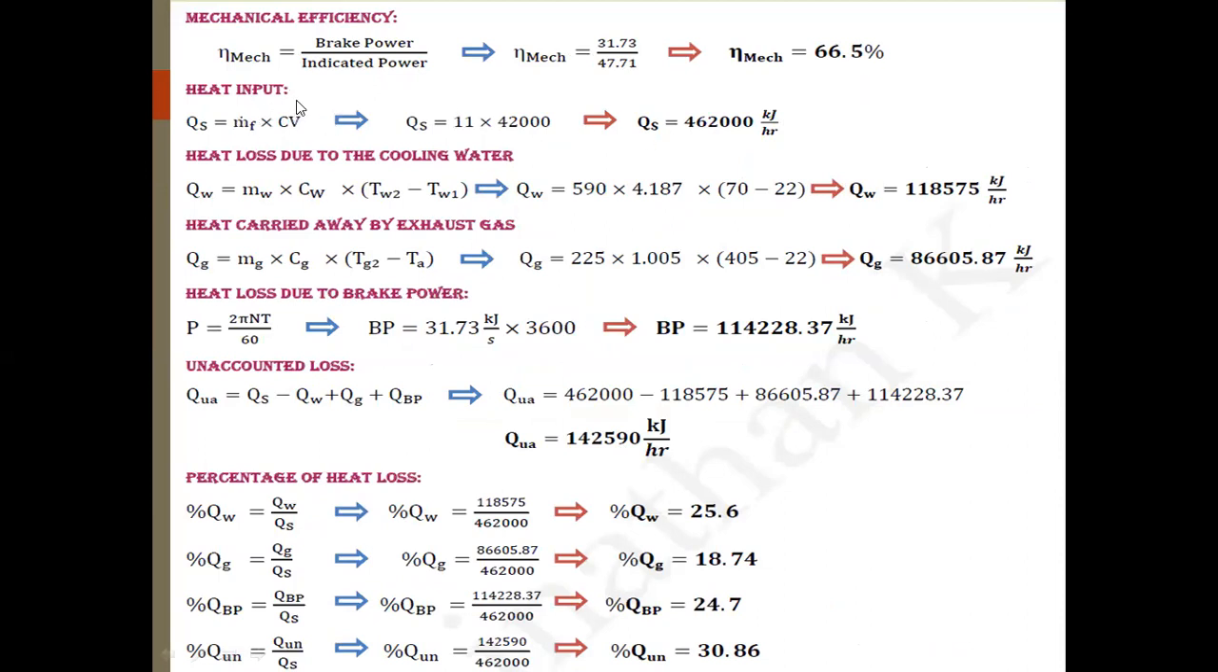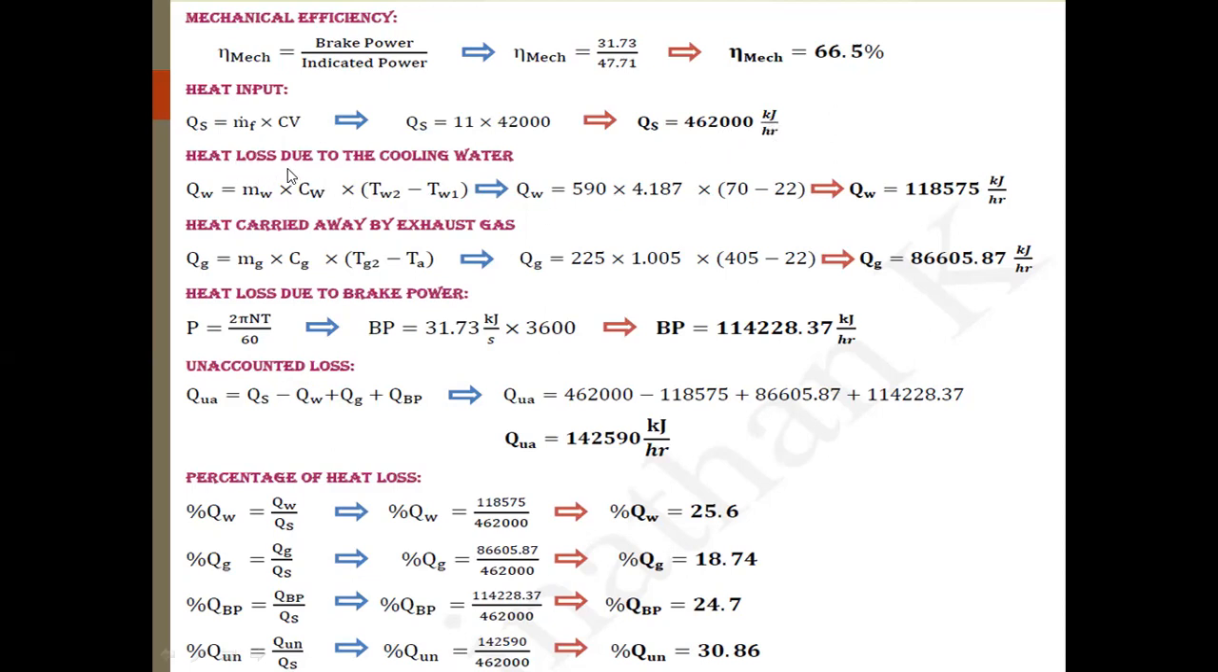Next we can find the heat input, that is Q suffix S, the heat supplied, equal to the mass of the fuel times the calorific value. The mass of the fuel for the engine is 11 and the calorific value is 42,000. Finally, we find the heat input is 46,200 kilojoules per hour.